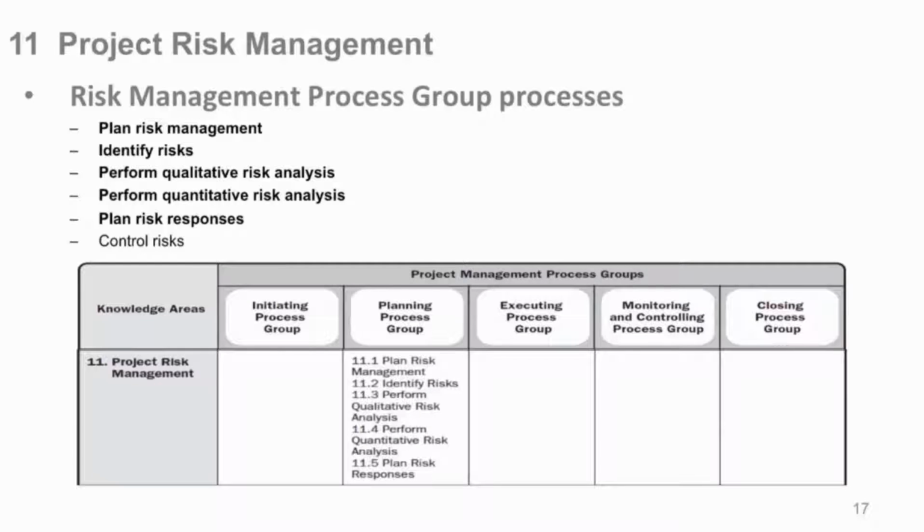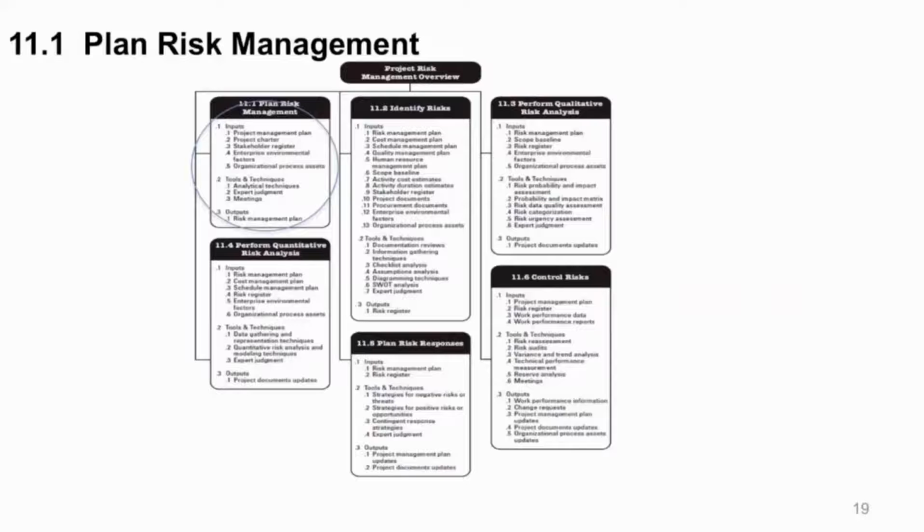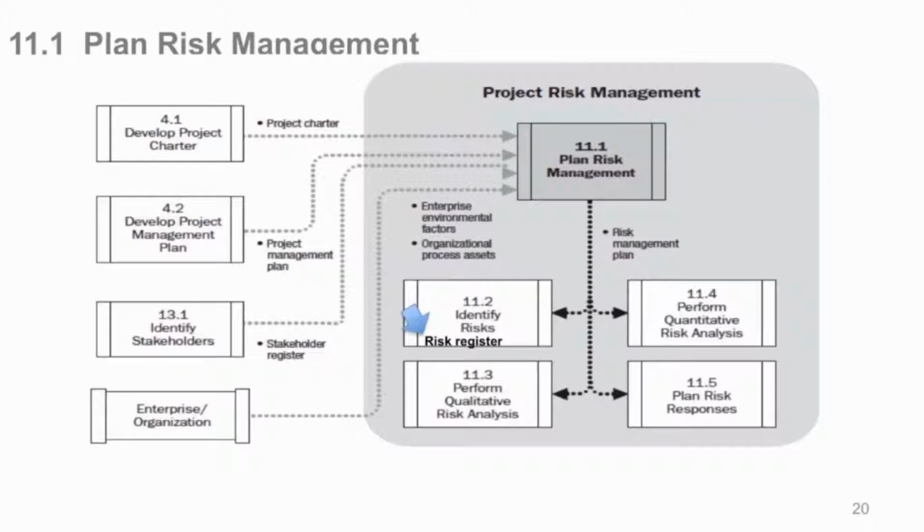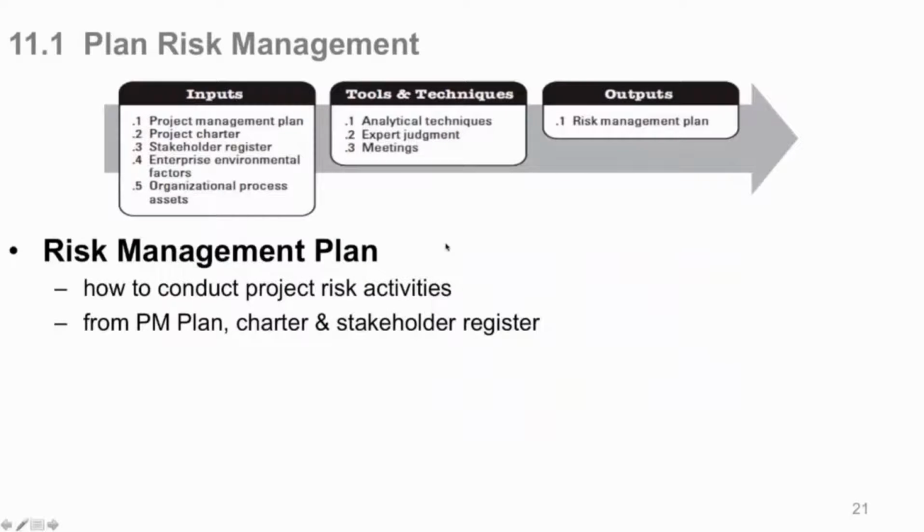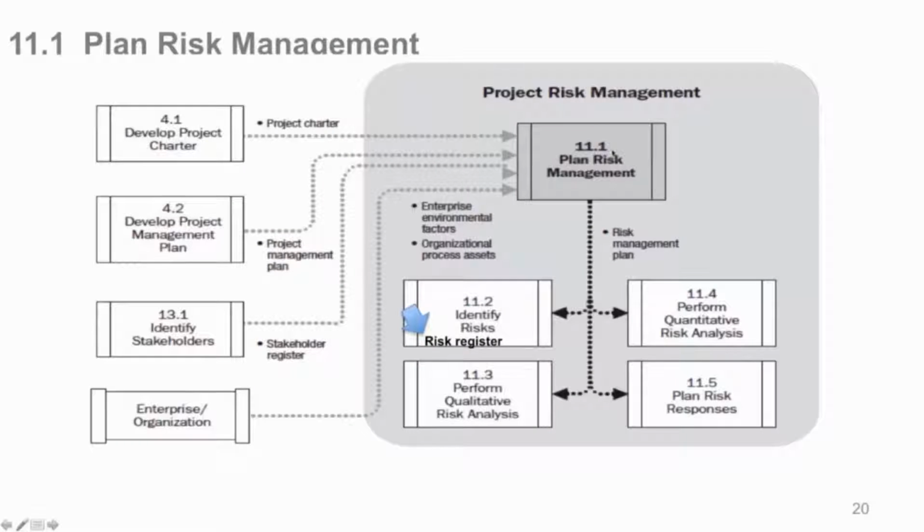We need to plan, make our plan. We plan for risk by identifying our risk, by doing our qualitative and our quantitative analysis, and then we plan risk responses. Now, one is left, control risks, and probably you're astute enough to figure out that is a monitoring and controlling process. So we're going to go through all of these as we go through this and the next module. So here's the first one, plan risk management. Here's our data flow diagram. So again, our risk is right up here in the middle in the gray box.